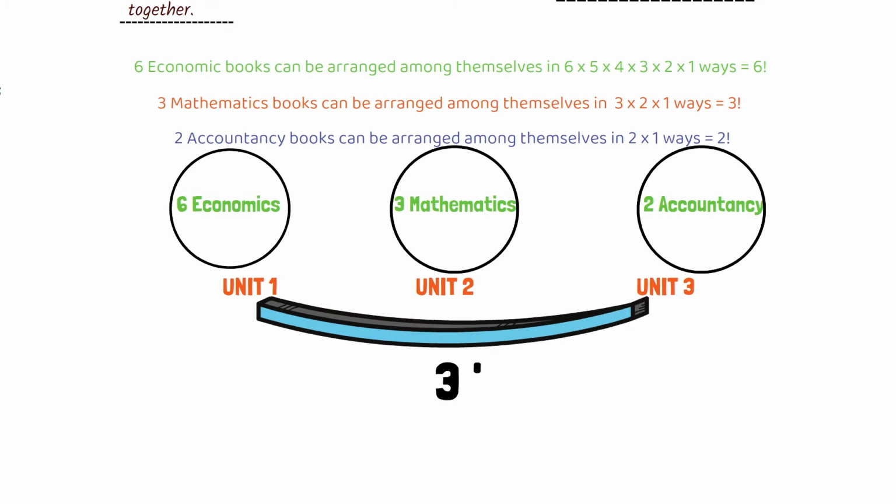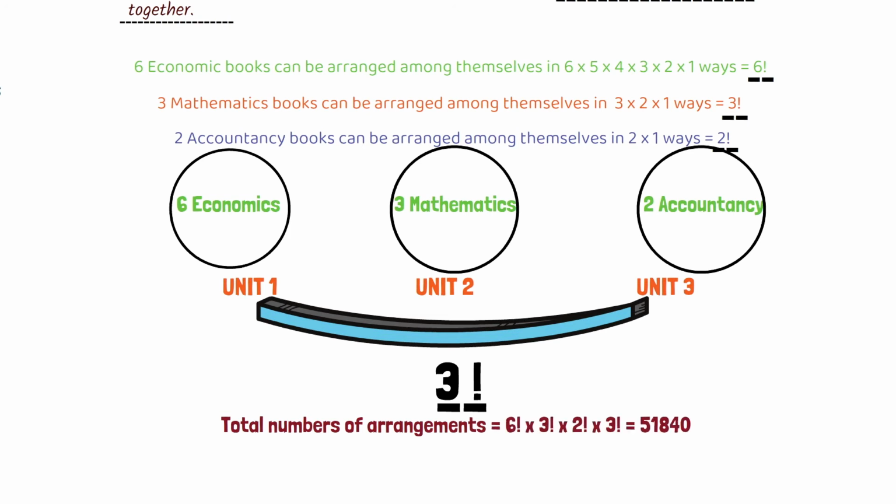3 factorial ways. Now let's mark all the ways we have just calculated: 6 factorial, 3 factorial, 2 factorial and last 3 factorial. Now for the total number of arrangements we need to multiply them. Now move to the next question.